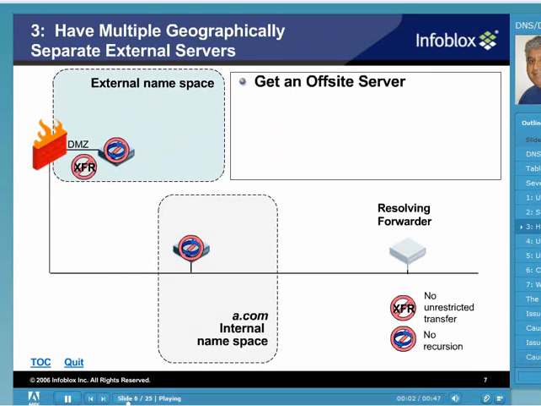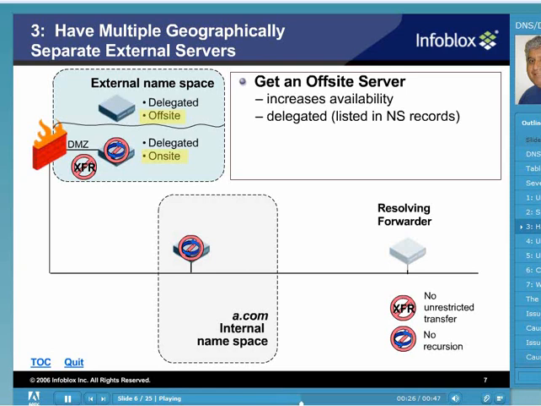For better performance to outside consumers while isolating your internal users from internet loads, you should have multiple external servers geographically separate from one another. This means that administrators are implementing a strategy where they are maintaining zone data in geographically dispersed areas to increase availability and improve performance to the end user. This offsite strategy might be a regional office away from the headquarters and the primary data center.